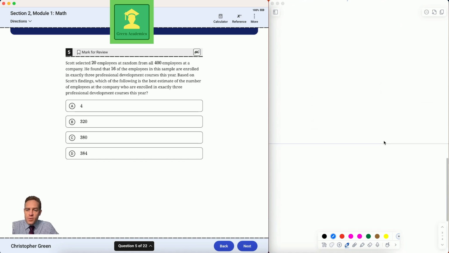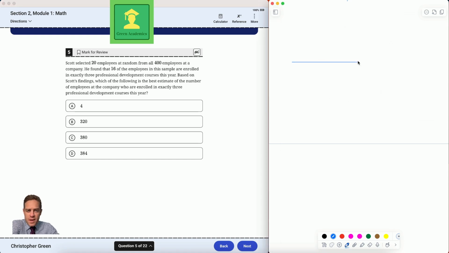Scott selected 20 employees at random from all 400 employees at a company. He found that 16 of the employees in the sample are enrolled in exactly 3 professional development courses this year. Based on Scott's findings, which of the following is the best estimate of the number of employees at the company who are enrolled in exactly 3 professional development courses this year?